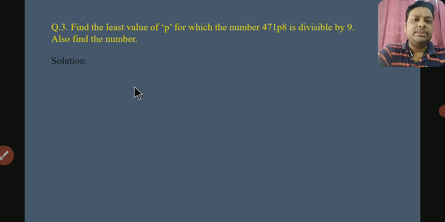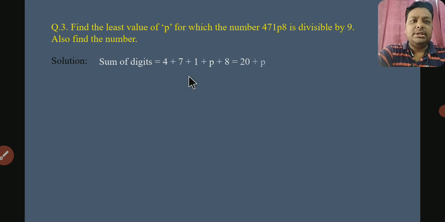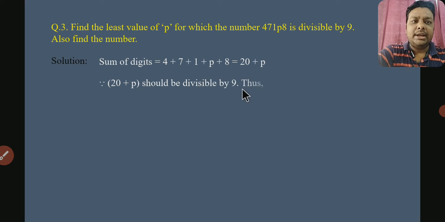So let's solve it. Now we will take the sum of digits, because the property of 9 is similar to that of 3. So 4 plus 7, 11, plus 1, 12, plus 8, 20, plus p. So 20 plus p should be divisible by 9, and p should also be a single digit number only. Okay dear, so what will the value of p be?